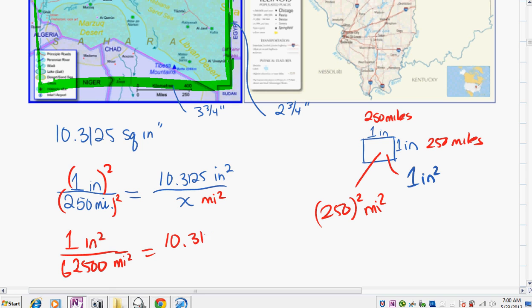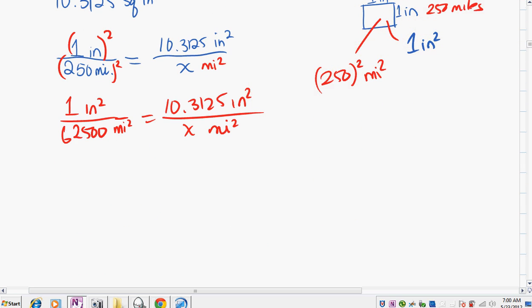So then if I have 10.3125 square inches, how many square miles? This I can solve. Now that my units match, I cross multiply. So that number times 10.3125 is equal to x. So then this tells me it's 644,531 square miles.